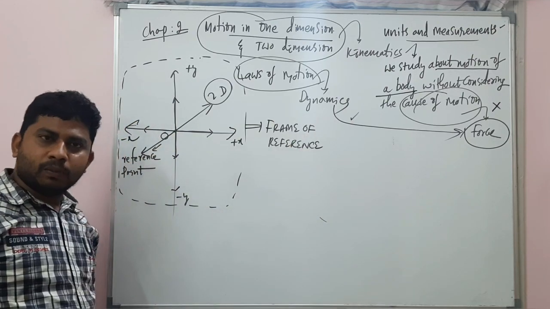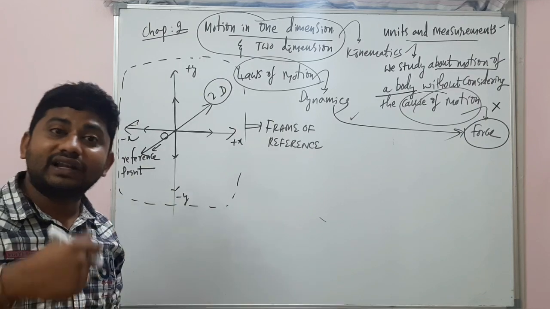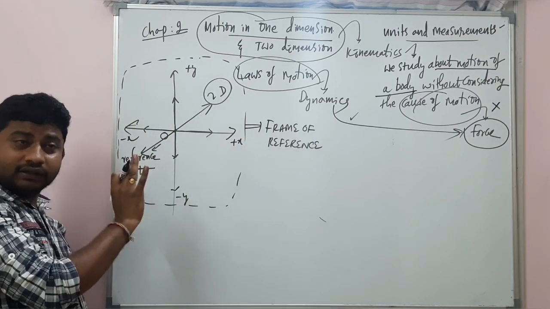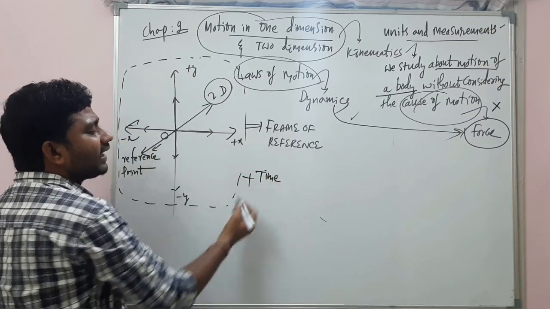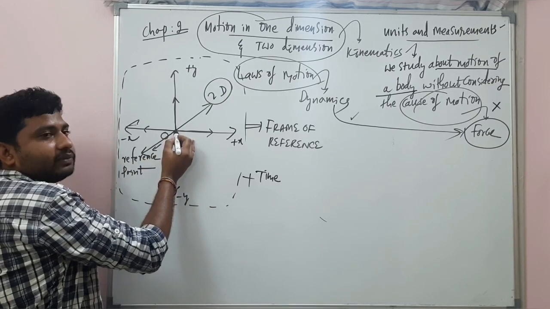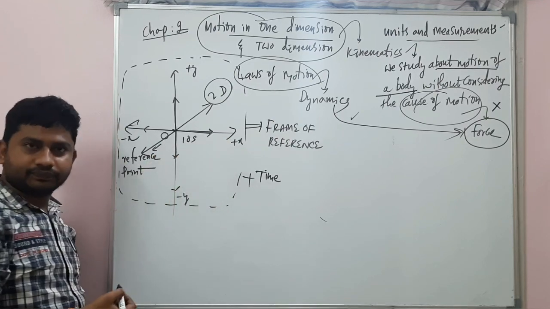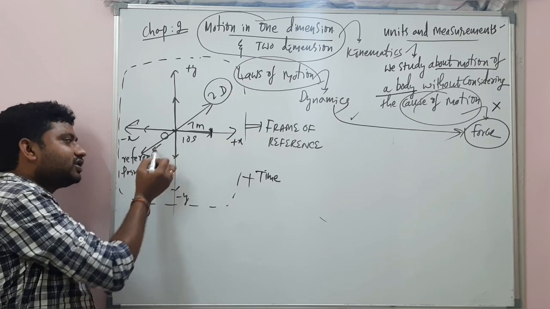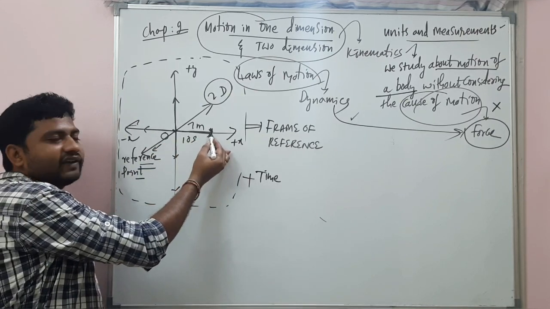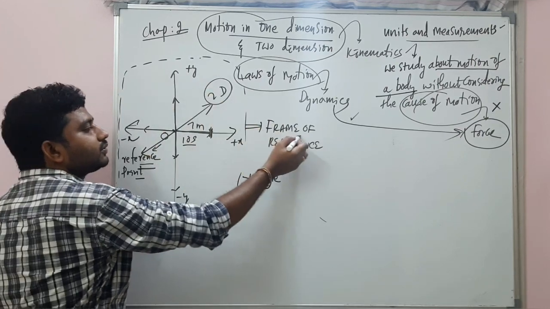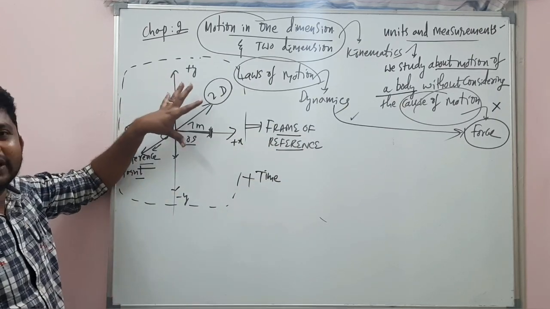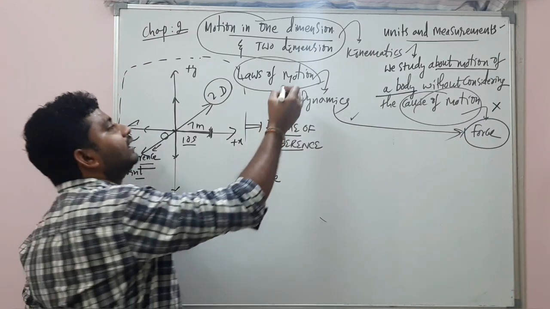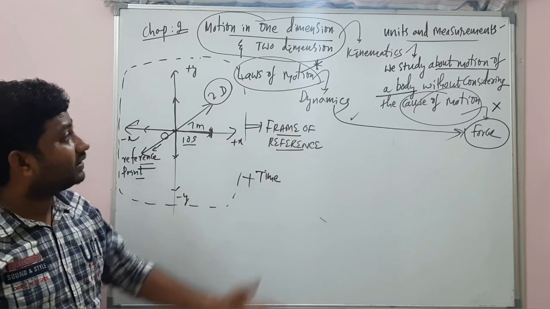So simple. Most of the students get confused about what exactly is meant by the frame of reference, and they leave it without looking at it. They think it is difficult. No, it's simple. When this coordinate system includes the time, that means, for example, a particle starts from here and reaches here after 10 seconds. This is the positive x-axis. Let me say this is 7 meters. The particle starts from the origin, which is also called the reference point, and moves towards the positive x-axis 7 meters in 10 seconds. When this coordinate system includes the time, then it is called the frame of reference. The use of the frame of reference is more when it comes to the chapter called laws of motion, dynamics.